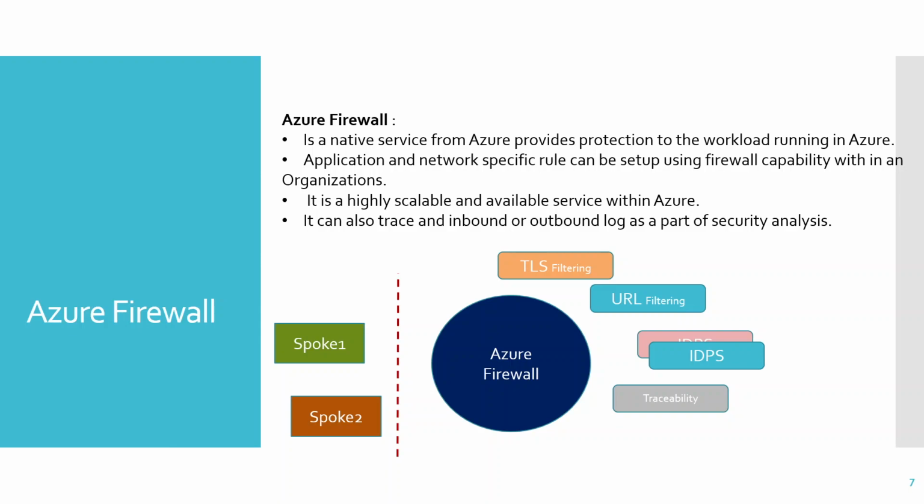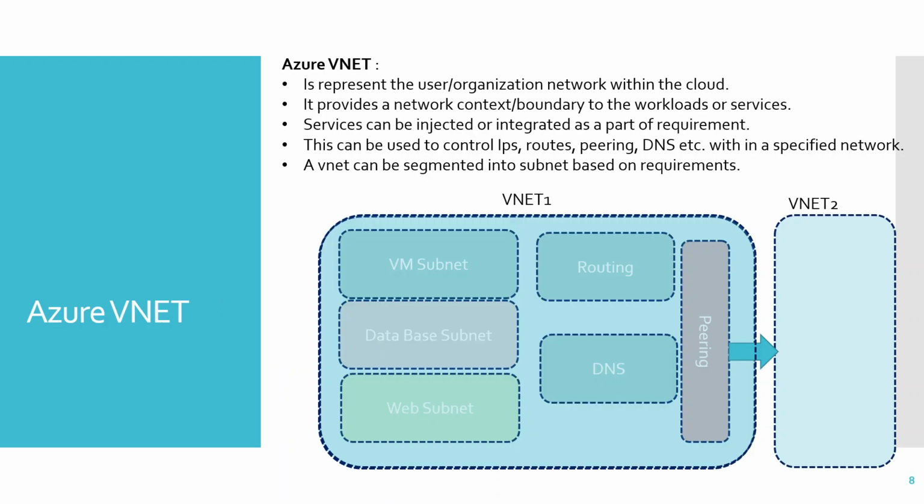Now it is a highly scalable and highly available Azure service, and it can also trace the inbound and outbound logs as a part of security analysis. So these are the capabilities of Azure Firewall. And if you see the 360-degree view, in a hub and spoke architecture, it's always the spokes that connect to Azure Firewall. And Azure Firewall, in a way, does TLS filtering, URL filtering, IDPS, traceability, all those things. So these are the different capabilities of Azure Firewall.